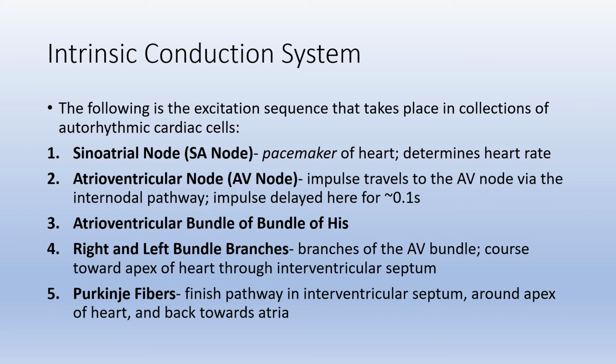After we have a brief pause at the AV node, we then see the AV bundle, or the bundle of His. Eventually, the AV bundle will split into a left and right bundle branch that can be seen in the interventricular septum. The left and right bundle branches will course towards the apex of the heart. Remember, it points towards your left hip. After those bundle branches hit the apex, they swing upward in the ventricular walls as the Purkinje fibers.